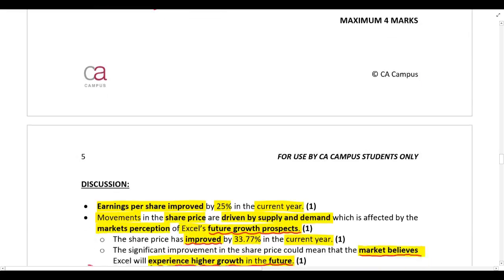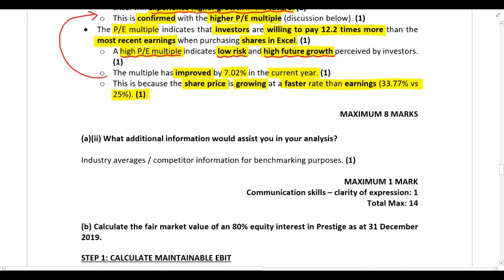So that's what I was looking for over here as your answer. We need industry averages or competitor information for benchmarking purposes, and that would assist us in our analysis. All right, so that then answers part A of the required.